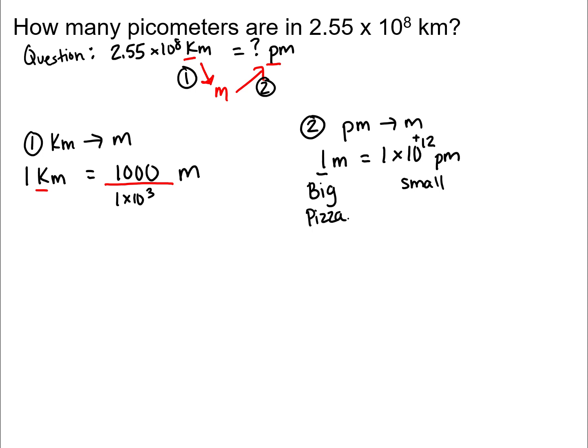If I have a whole pizza, then I've got 8 slices, if that Domino's employee wants to keep their job. If I've got 1 meter and I break it up into picometers, I've got a lot of picometers. It's going to be 1 times 10 to the positive 12 to make up that 1 whole meter.